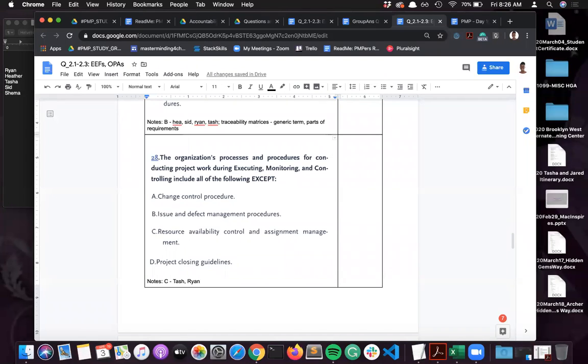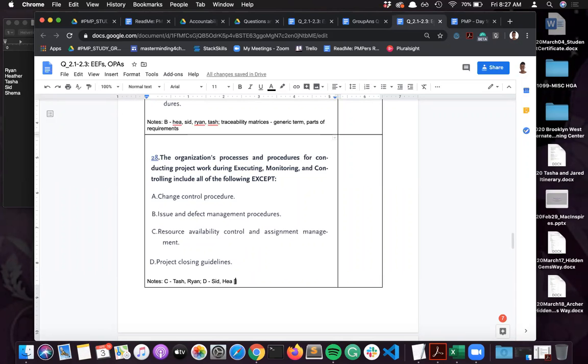I don't know. What do you think? Oh, I was leaning towards D. Yeah, closing. Because I just reread the question again and I decided to go with D. Okay, yeah, I can go with D too. It's because it's executing and monitoring and control, right? So those are those two processes. And why would you need closing guidelines during that time? You don't need it. That's a good point. Okay, let's see what the answer is. The answer is D. Right. Page 40 to 41, section 2.3.1.